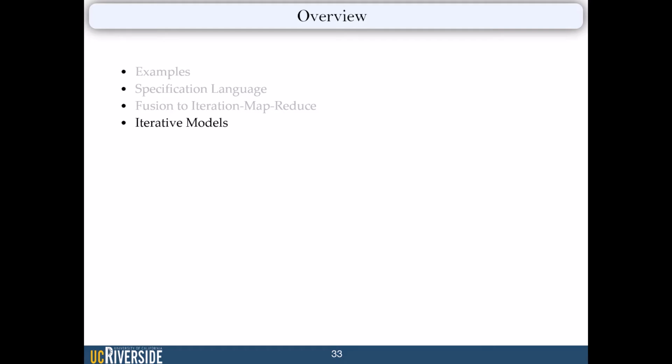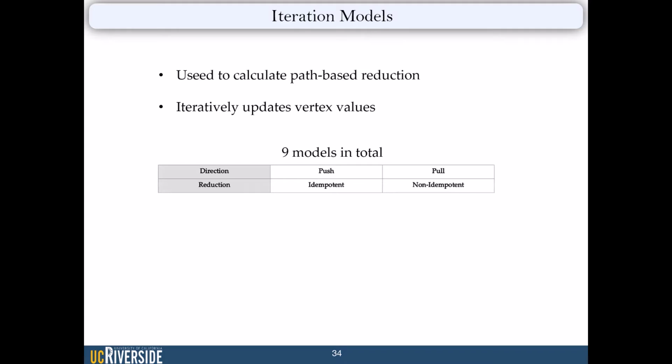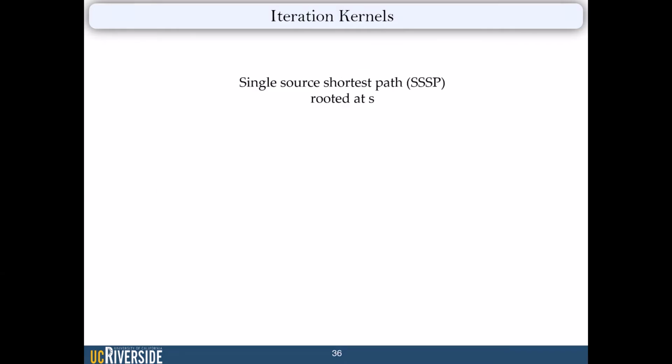Mapping and reduction over vertices can be implemented by traversal over the vertices. Here we review iterative models. The iterative models are algorithms that calculate path-based reductions. In graphs, we have formally modeled 9 variants of iterative models with different directions, reduction functions, and synchrony types. All these models are parametric in terms of graph analytics kernel functions. In graphs, we have defined a high-level language for the kernels. Consider SSSP example rooted at S.